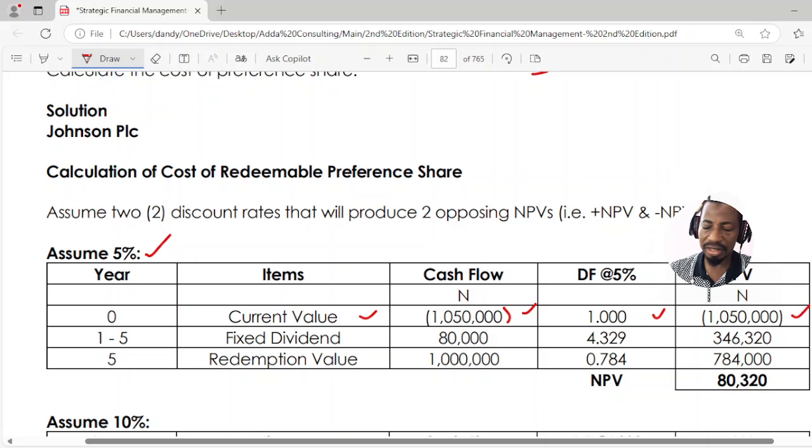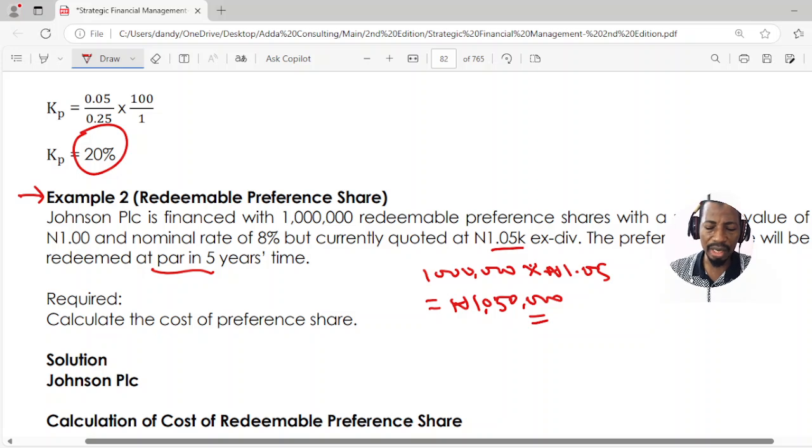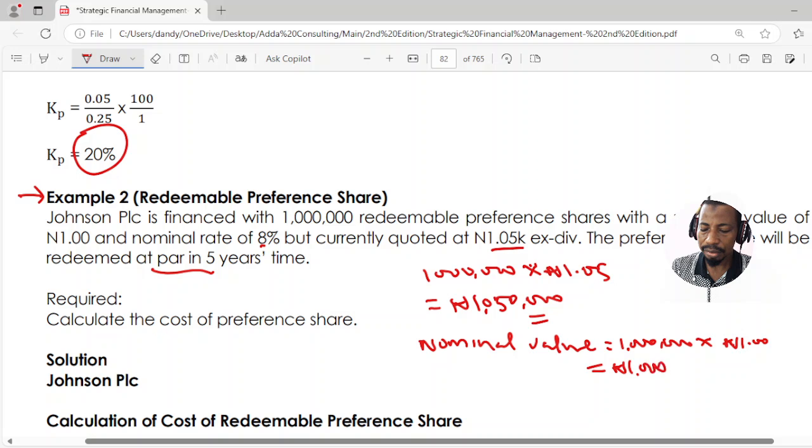Next, I need to determine the fixed dividend. How do I get it? According to the question, we are given the nominal rate to be 8%. So the nominal value is 1 million naira. How do I get the nominal value? The nominal value is equal to the 1 million shares multiplied by the nominal price per share, which is 1 naira. So this gave me the nominal value of 1 million. The balance sheet value, the face value of the preference share, is 1 million naira.